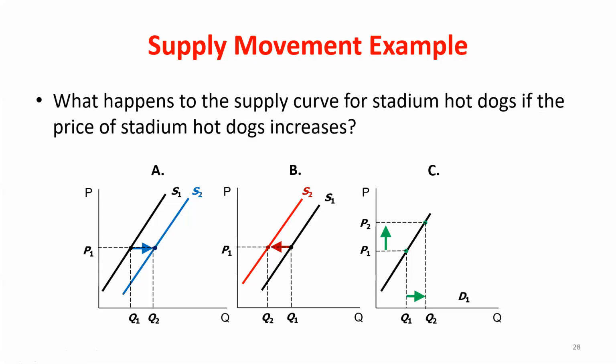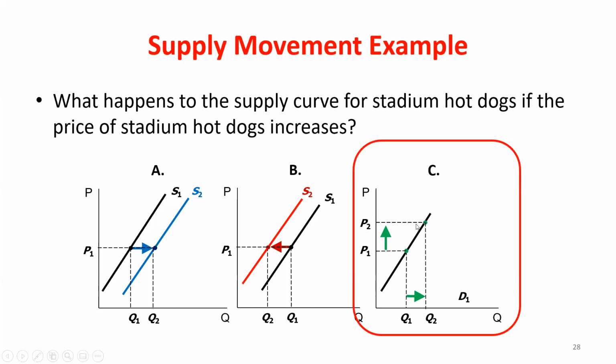What if the price of stadium hot dogs increases? What happens to the supply curve for stadium hot dogs? Which of these? C. So I see a change in the price of that good. That means, just like with demand, that I'm not going to see a shift in that curve. It means I'm moving along that curve. All I've done is say the price for hot dogs went from P1 to P2. What's the new quantity supplied going to be? So I'm just moving along that supply curve.